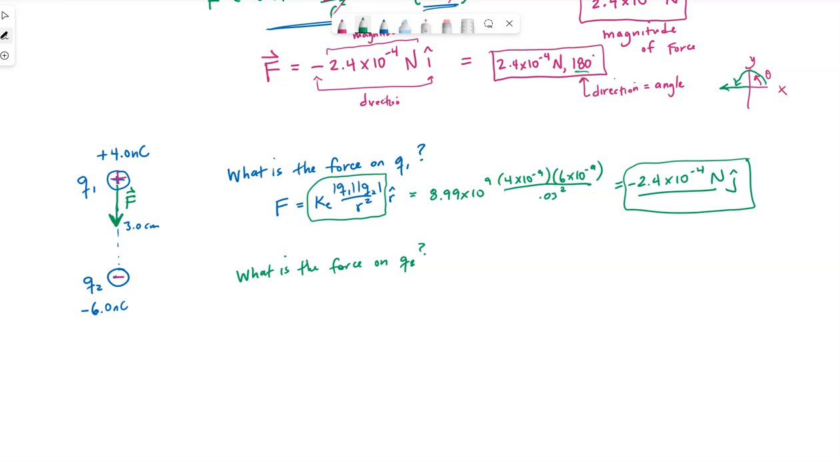the magnitude would be the same because it's the same amount of charge on either one. They're still the same distance apart. The difference is that attraction for Q2 is upwards towards Q1. It's getting pulled towards Q1. So this one would be 2.4 times 10 to the negative 4 newtons in the positive j hat. You can write positive if you want. You don't have to. If it's not a negative sign there, the positive is implied.